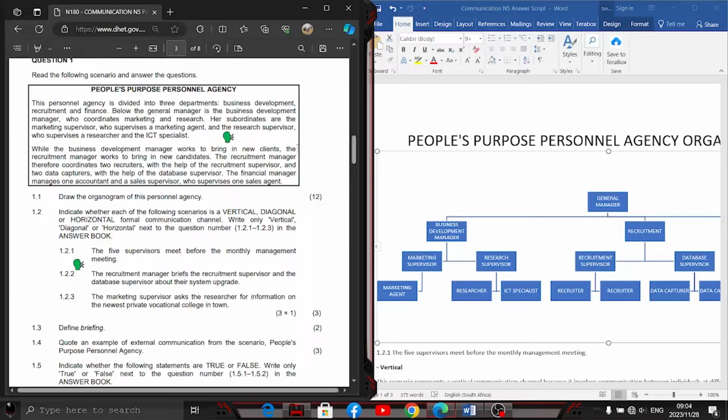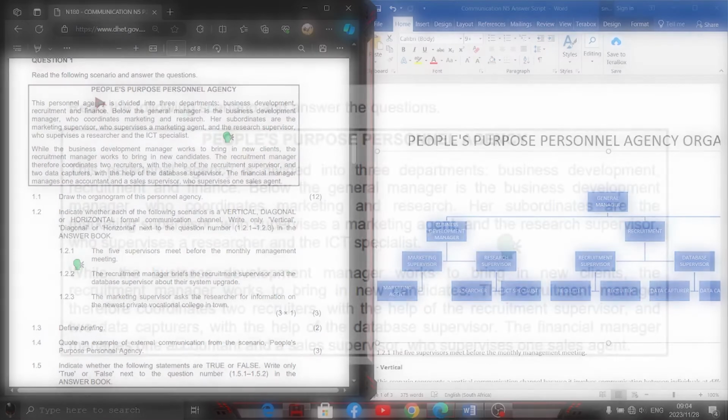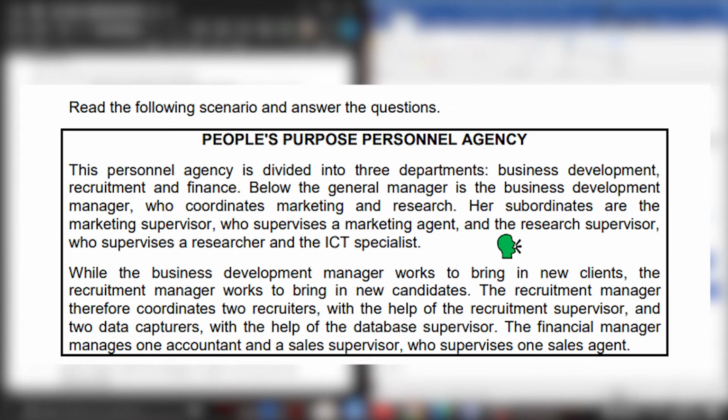If you are being asked to draw the organogram of this personnel agency, you need to draw the organogram of this personnel agency. So we have a scenario over here. Let's read what the scenario says. It says People's Purpose Personnel Agency. This personnel agency is divided into 3 departments. We have business development, recruitment, and finance. Below the general manager is the business development manager, who coordinates marketing and research.